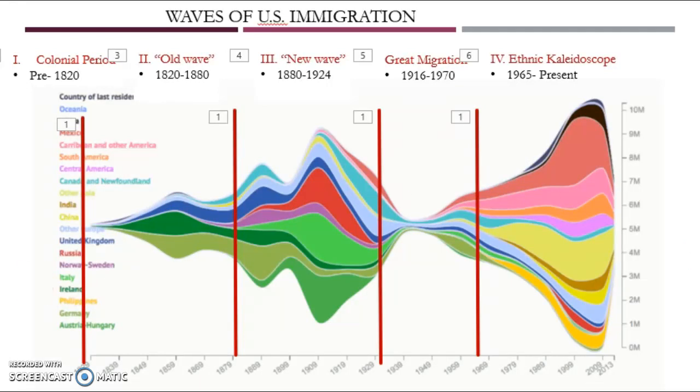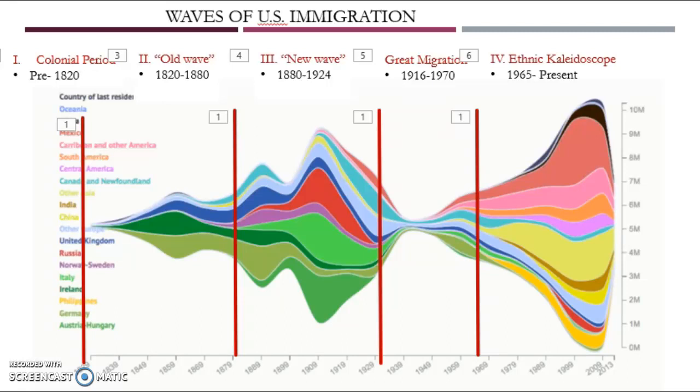Take a moment to adjust your eyes to this graphic, and I'll send a link that contains this graphic. But what we're looking at here are different periods of immigration and migration in the United States. You'll see the colonial period, pre-1820, and we'll get into who was arriving at that time. And then we go Old Wave and New Wave. And then we have the Great Migration. And right below the Great Migration, you'll see a bit of a tightening of groups coming into the United States. And then after the Great Migration, we have our ethnic kaleidoscope.